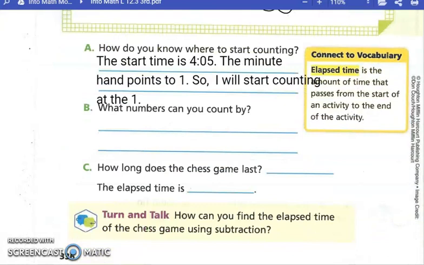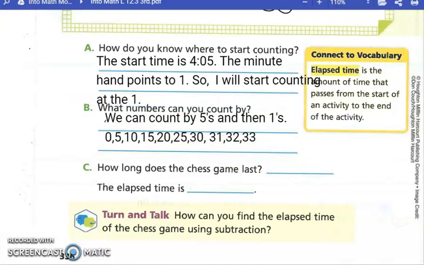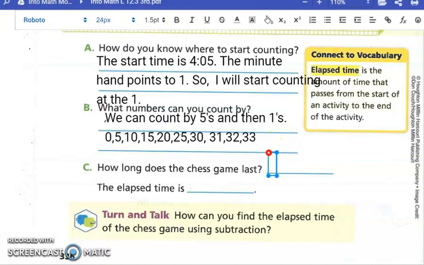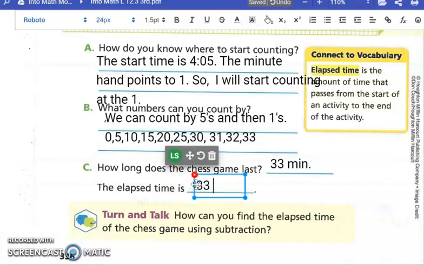Okay, let's talk about B. It says, what numbers can you count by? We can count by 5s and then 1s, right? So we just put in words what we did. We can count by 5s and then 1s, and we listed those numbers. Now it says, how long does the chess game last? What did we figure it was? 33 minutes, right? So the elapsed time, the time that passed while we were there, is 33 minutes.